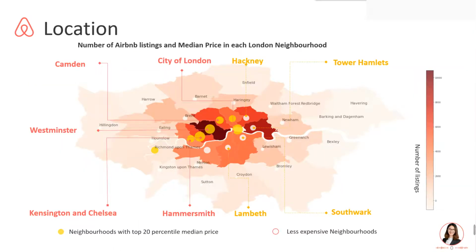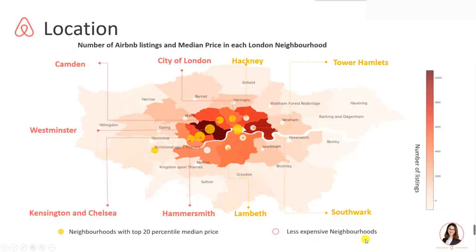So, for location, we visualize the listing information and made a color map. The brightness represents the number of listings, the deeper, the more listings in each neighborhood. For the circles, their size represents the median price of listings in the corresponding region. To better understand the relationship between popularity and price, we mark the areas with top 20 percentile median price with yellow circles, while others are white circles.